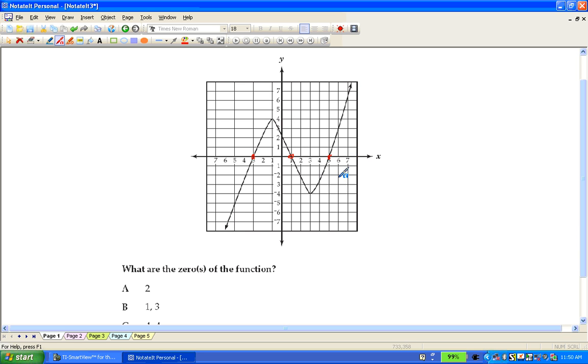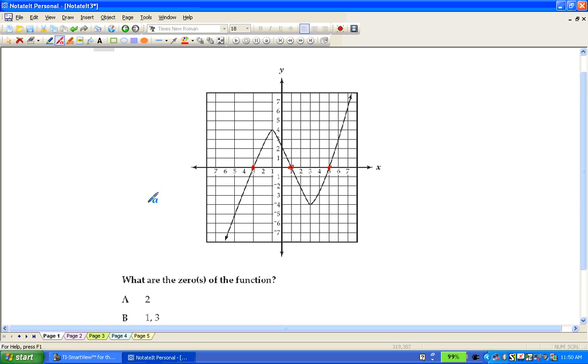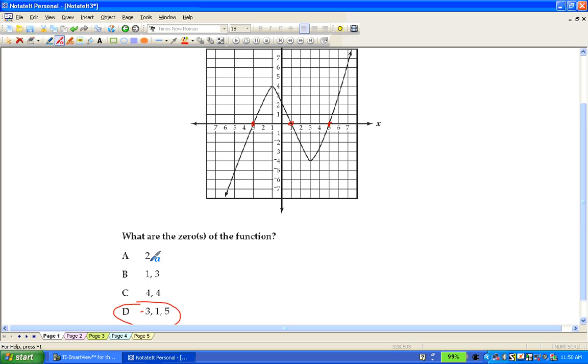So it has 3 zeros, and they are 3, or negative 3. That should be a negative. The copy and paste from the picture didn't take. So it's negative 3, 1, and 5. So that is our answer. Alright.